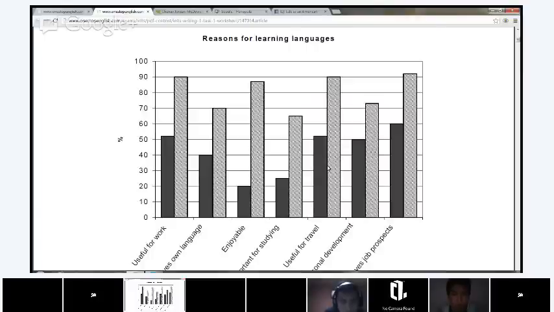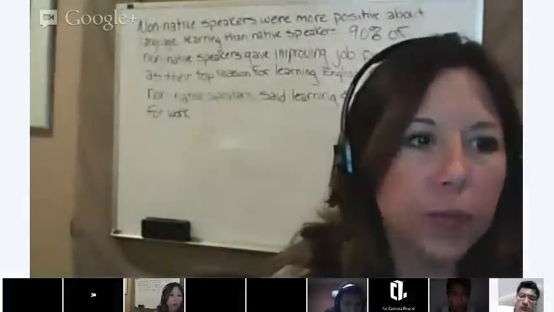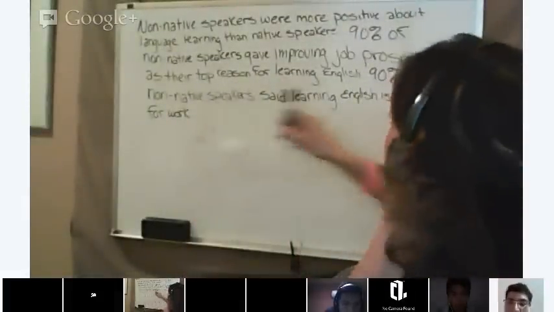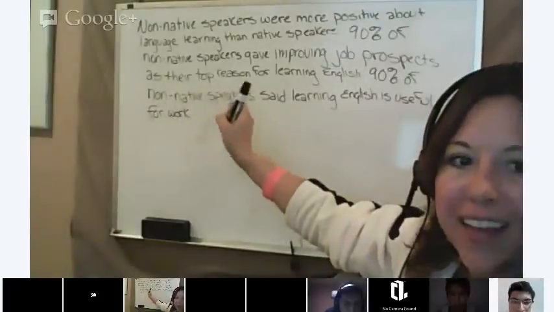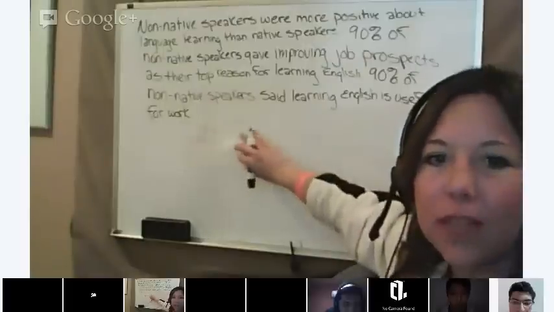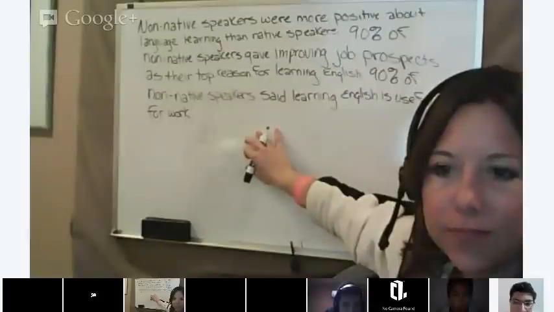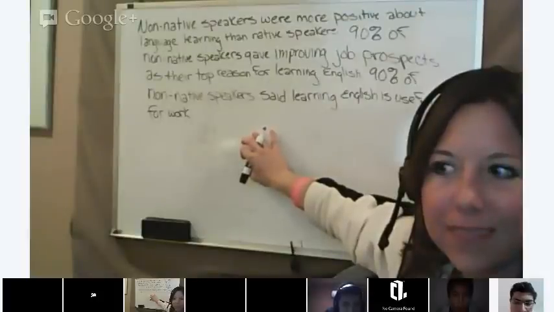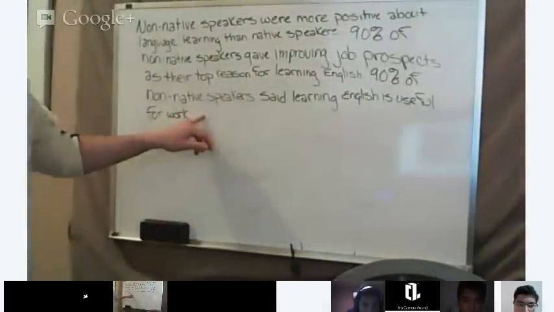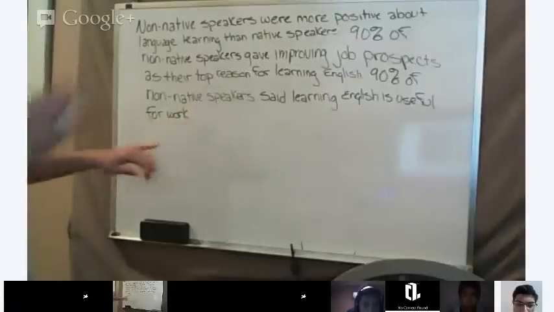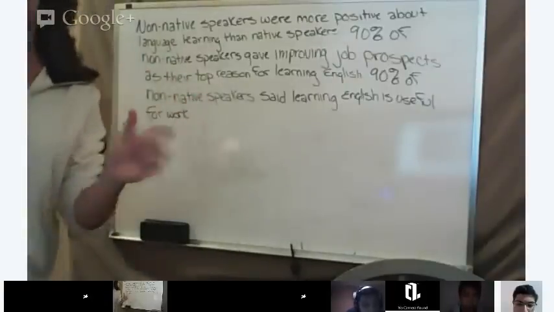And what could we say for the second part of that sentence? Here, so let me come back so you guys can see the board. I don't know why Google's being so slow today. Okay, so we have 90% of non-native speakers said learning English is useful for work. How could we add on to this sentence to talk about the native speakers? 52% of native speakers. What would be a good linking word that we could use here? Although. But. Maybe. Those are all good, yeah.